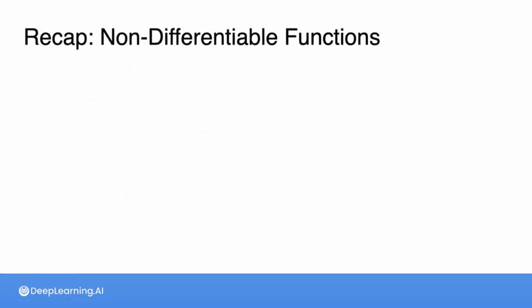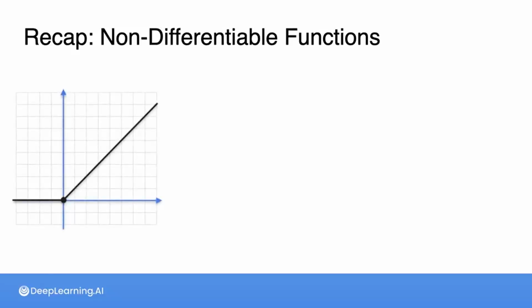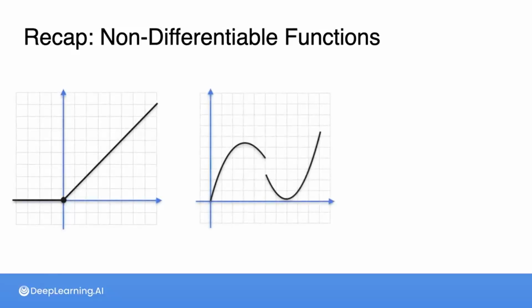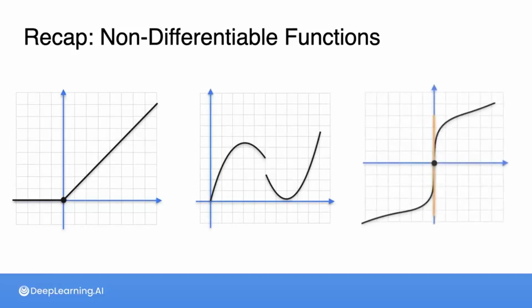So as a small recap, there are 3 types of not differentiable functions. Anything with a cusp or a corner, anything with a jump discontinuity, and anything with a vertical tangent. So corners, cusps are bad, jump discontinuities are bad, and vertical tangents are bad because these are all non-differentiable functions.